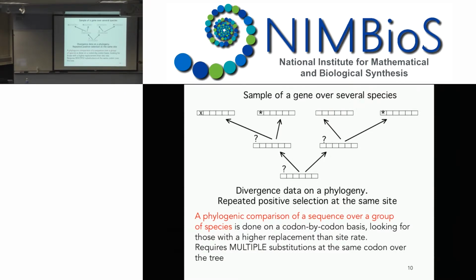So in this case, a comparison of sequences over a group of species is done on a codon by codon basis, looking for codons with a higher replacement rate than the site average. This requires multiple substitutions in the same codon over a tree. That's not unlikely for certain things. These may all be a site in the chitinase that's independently mutated to give you an advantage to fungal systems, but it requires these multiple substitutions. It requires special types of selection to generate these patterns.